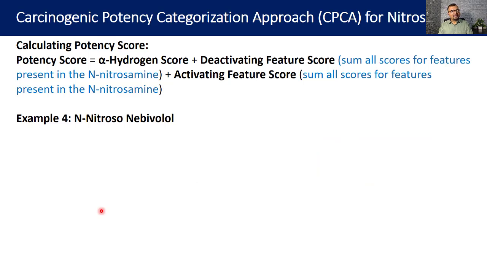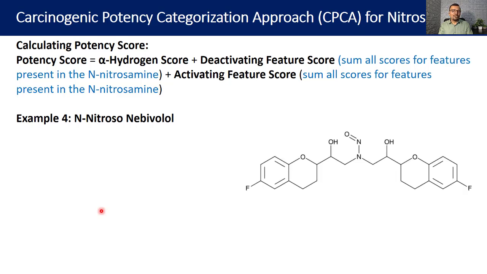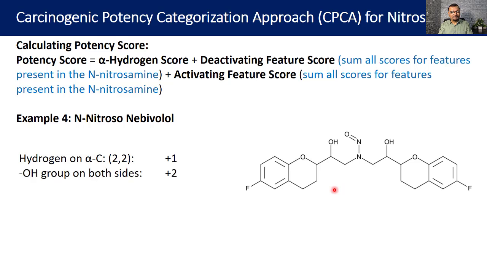The fourth example is N-nitrosonebivolol, and here is the structure of N-nitrosonebivolol. So how many hydrogens on alpha carbon? So this is the alpha carbon, isn't it? You can see near the cursor. And how many hydrogens are present there? Two hydrogens. And again here is the alpha carbon containing two hydrogens. So if there are two hydrogens on each alpha carbon, the score of the alpha hydrogen becomes +1.